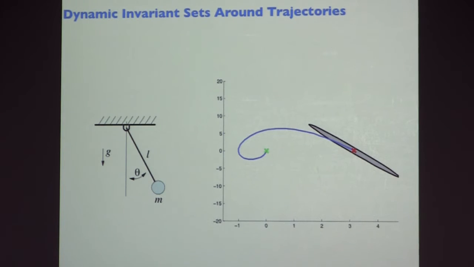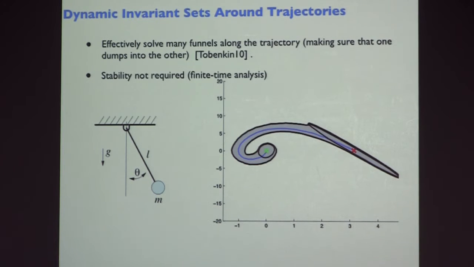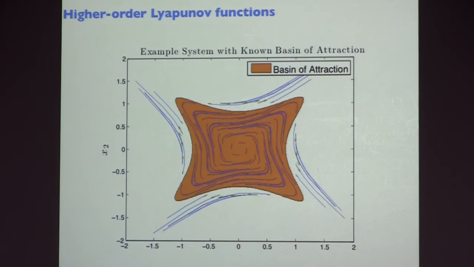So we can now do the same thing where we compute a finite time invariance. What is the set of initial conditions around this trajectory that will stay close to this trajectory and make it all the way to that other region? We can compute that efficiently with the same tools. Okay, and stability is not required for finite time problems, of course. The notion of optimizing volume is more complex, but we've got some heuristics. We can do higher order Lyapunov functions.